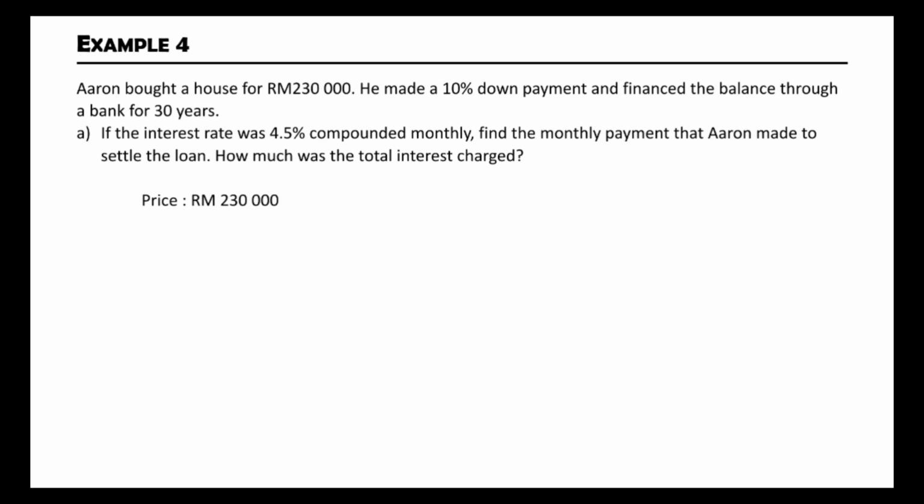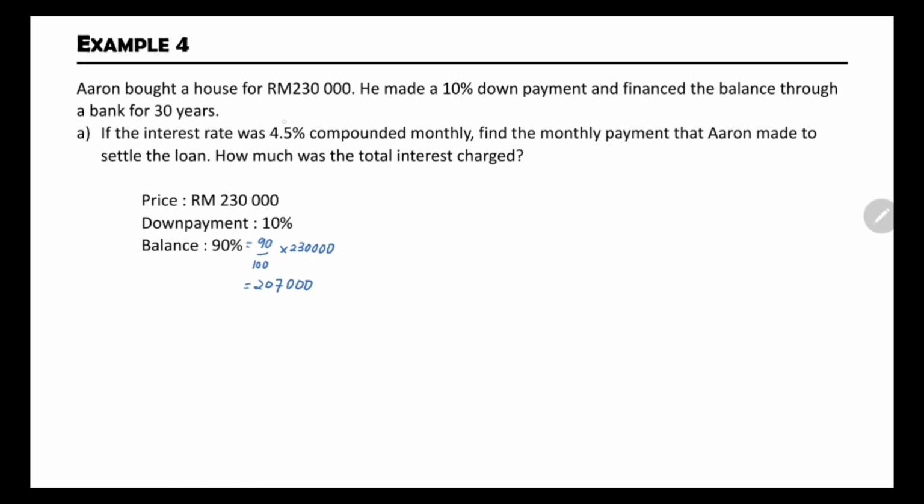Price of the house is 230,000 ringgit. Down payment 10%. Balance is 90% will be the loan. Means this 90% equal to 90 over 100 times 230,000 ringgit equal to 207,000. This is the amount of loan that Aaron has to make.